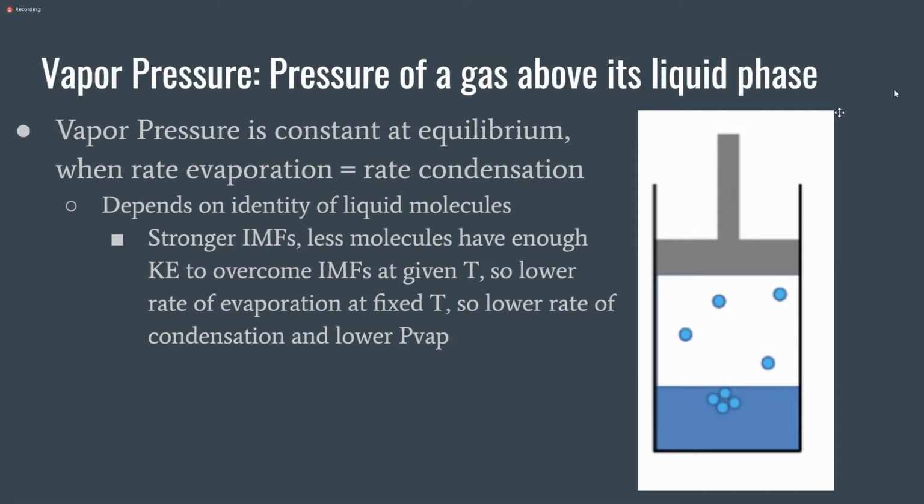Because the rate of evaporation equals the rate of condensation at equilibrium, that lower rate of evaporation means you're going to have a lower rate of condensation as well. So you'd expect to have a lower vapor pressure than if you had molecules with weaker IMFs at a given temperature, because weaker IMFs mean more of them will have enough kinetic energy to overcome those IMFs and escape to the gas phase. So hopefully that made sense. Then moving on to the next slide.